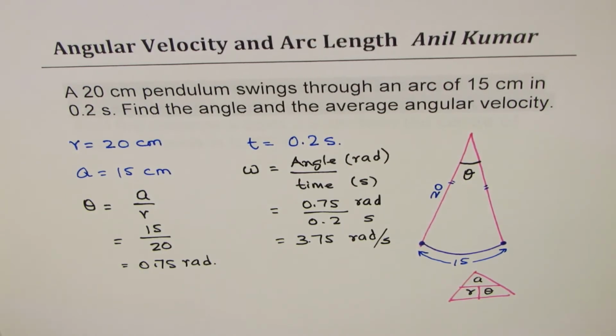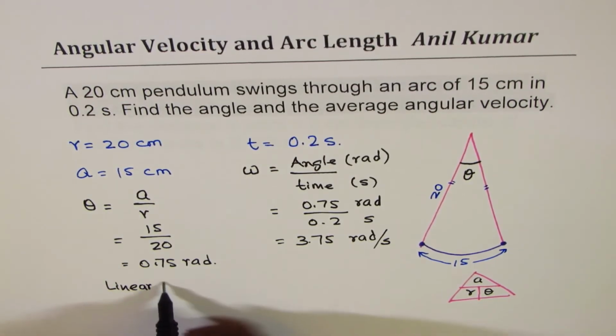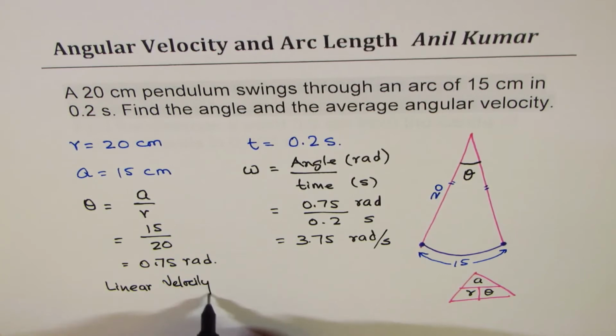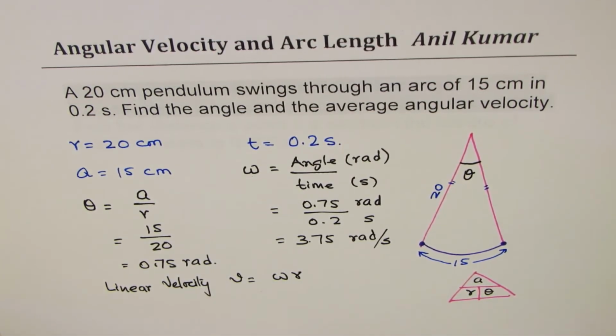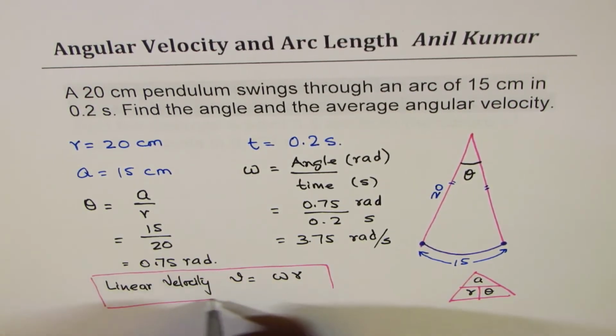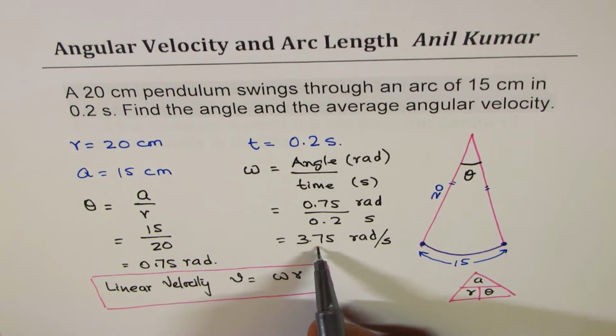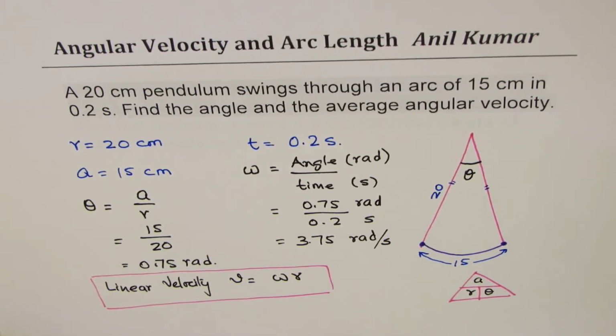Okay. Now for some of the students who are also doing linear velocity, let me give a relation here. Linear velocity, which is v, is omega r, right? So at times you may be asked to find the linear velocity. Then you have to multiply omega with r. Correct? So the units will be, in this case, centimeters per second. Well, I'm not asking it now, but it could be.